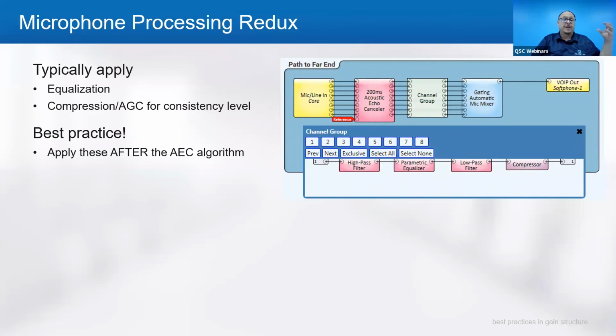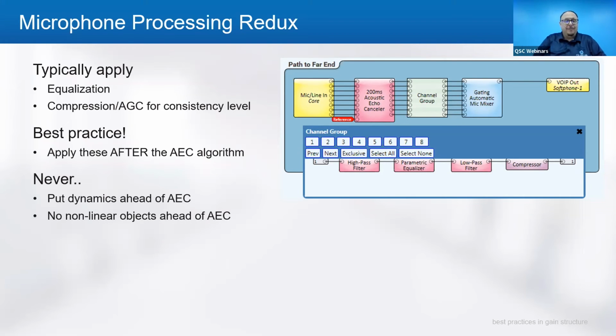So key takeaway from here, there may be times that you need to put a high pass filter to get some low end rumble out of a ceiling mic or something like that prior to the echo canceller. Those can happen, but definitely don't put any of your dynamic stuff like compressors, limiters, any of that prior to the echo canceller. Oh, there we go. I didn't know there was a slide that said that. So no nonlinear objects should go ahead of the AEC.